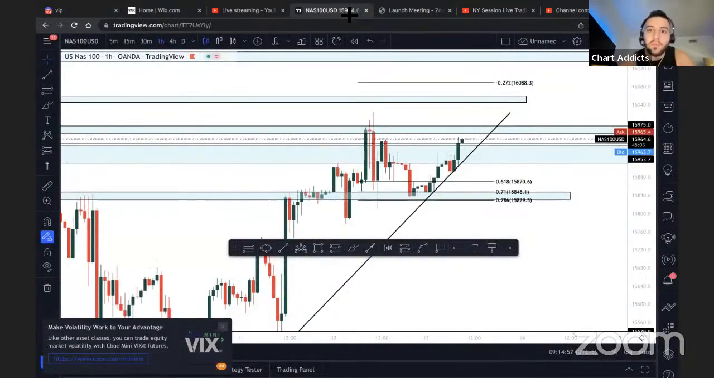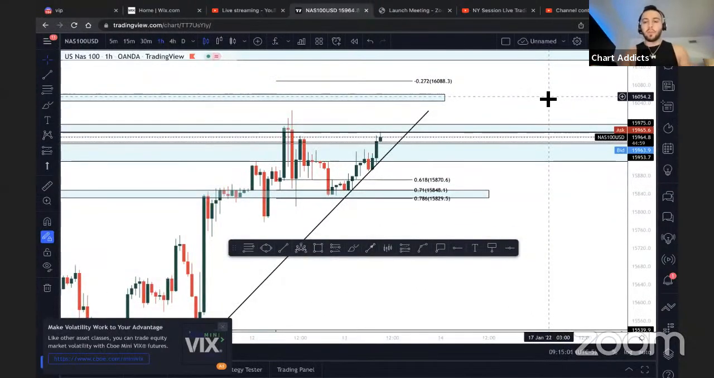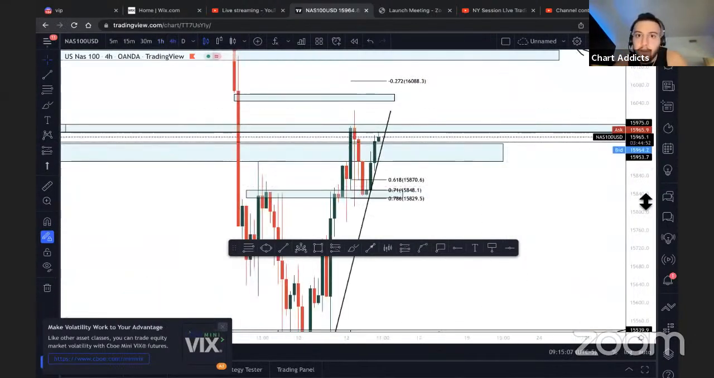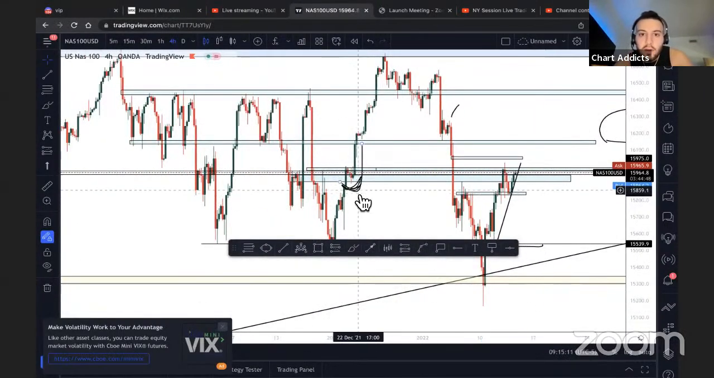Okay, perfecto. Real quick, let me go through what I'm looking at across all the different pairs. Then we're going to stick to NASDAQ specifically and trade this market open. So first things first on NASDAQ, let's go ahead and look at the higher time frames. And I got some mess here.